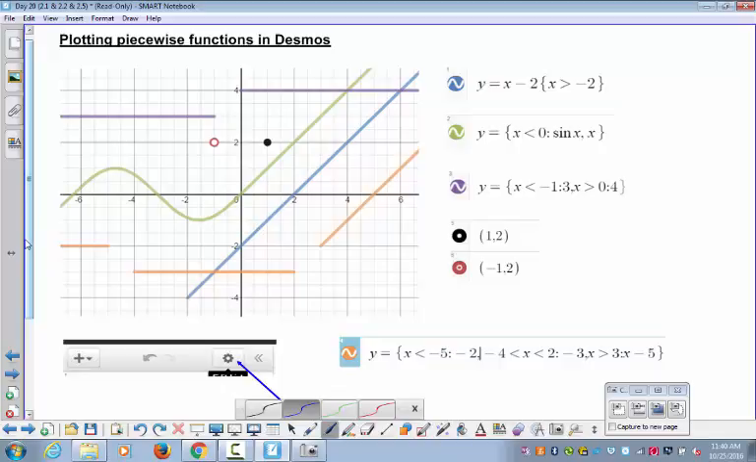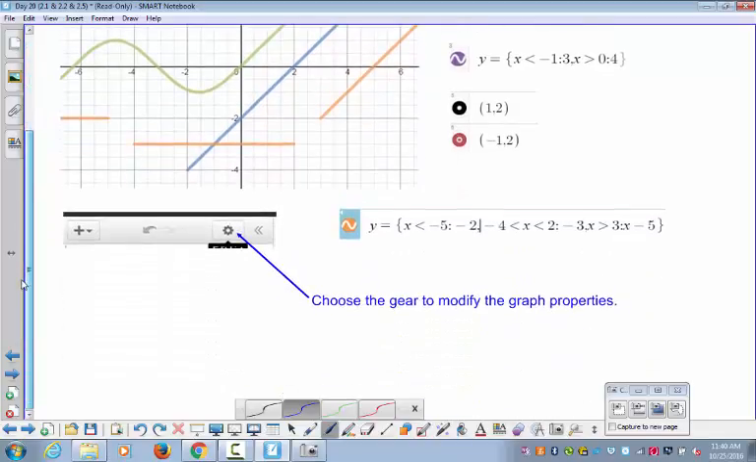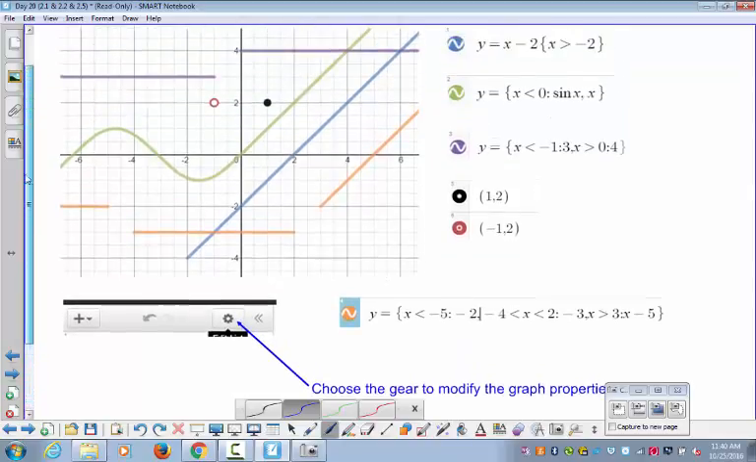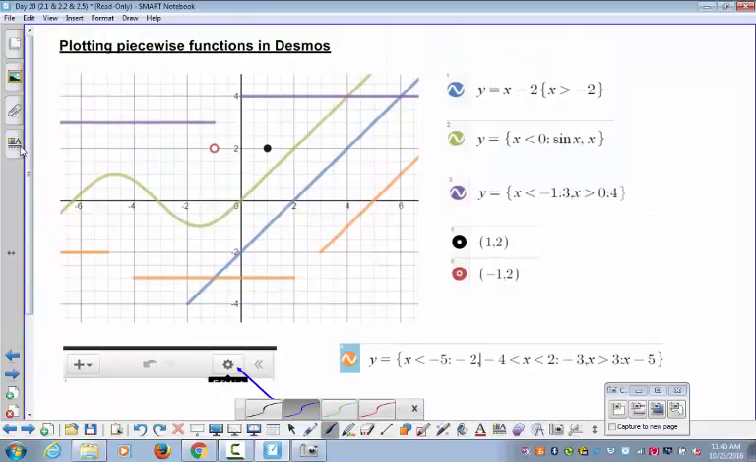To graph an open circle, that's down here. So if I just plot that point, -1, 2, then I can choose a property. If you click on the gear, you can change the property of something to be a solid dot or an open dot, if you want to modify the property. So if I wanted an open circle there, I could do that. All right, now let's look at the green one.